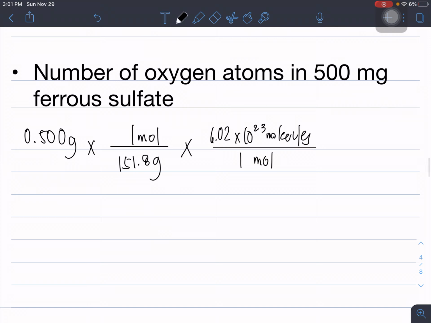Okay, so number of oxygen atoms in ferrous sulfate. So in one molecule of ferrous sulfate, FeSO4, we should identify how many atoms of oxygen. And as you could see, the chemical formula tells the answer: in one molecule of ferrous sulfate, there are 4 atoms of oxygen.